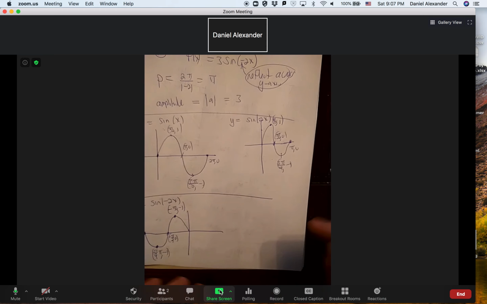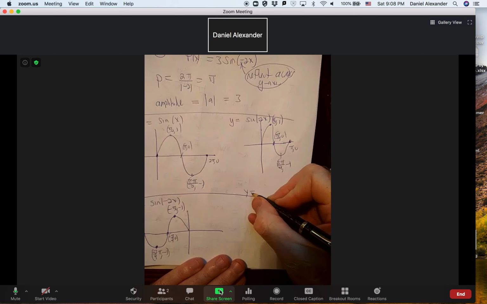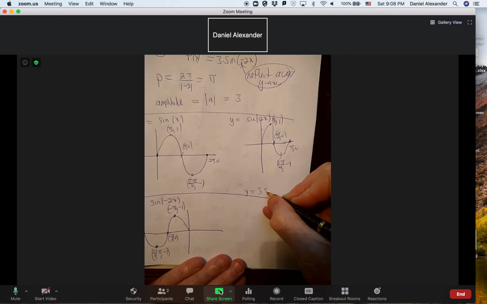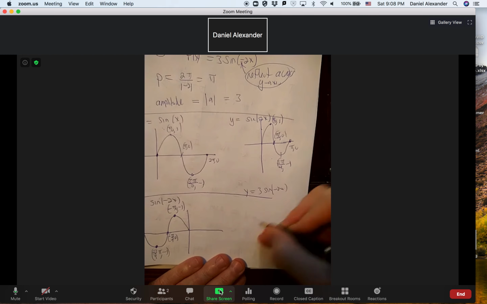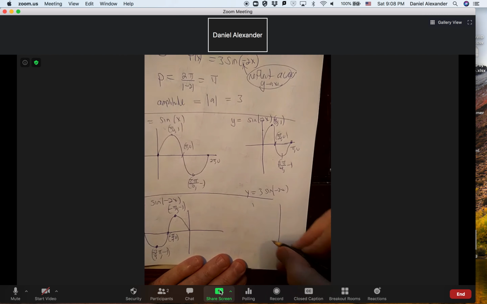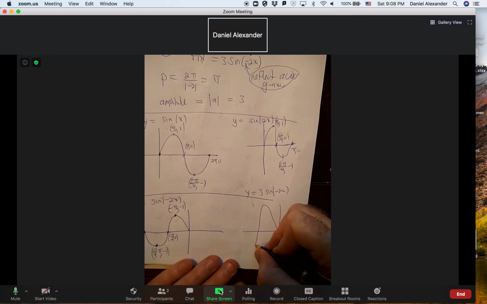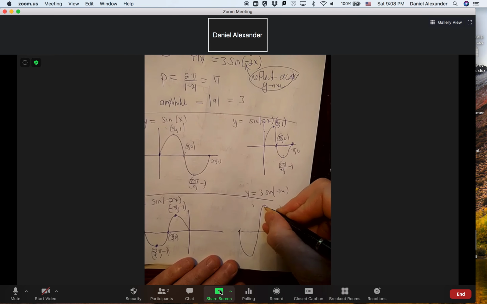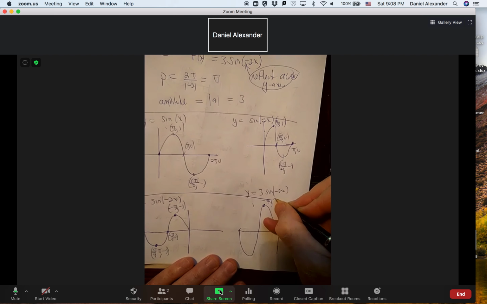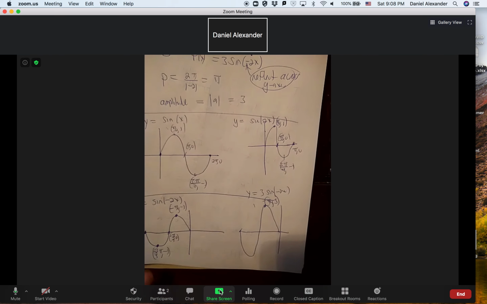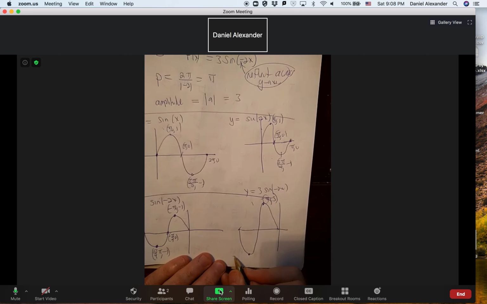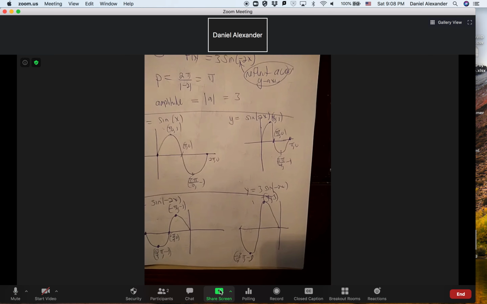And so now we're going to do y equals 3 sine of minus 2x. I'm going to take this but go up to 3. So I go higher, lower, and back. This point is going to be minus pi over 4, 3. This point is going to be minus 3/4 pi, minus 3, and so forth. Okay, so that's what it's going to look like.